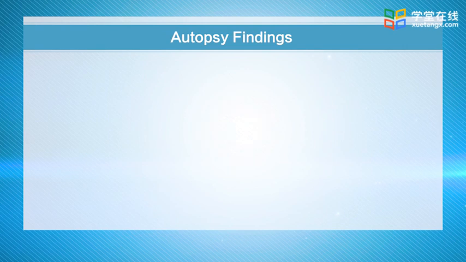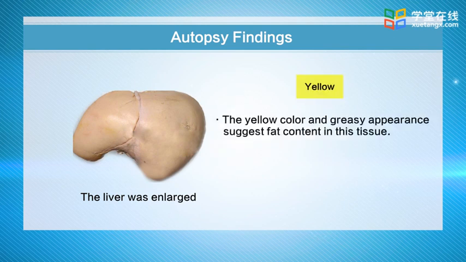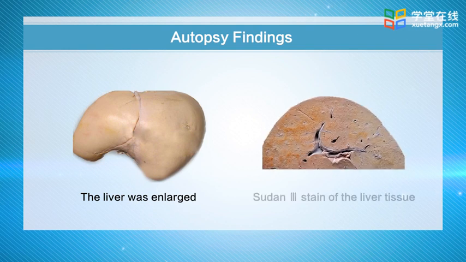Now let's go back to the case. Compared to the dark red color of normal liver, the patient's liver has a yellowish color. The yellow color and greasy appearance suggests fat content in this tissue. Sudan 3 stain was performed on this liver tissue. The cut surface of the liver was orange after being stained with Sudan 3, representing fat in the tissue, which is typical of fatty degeneration.